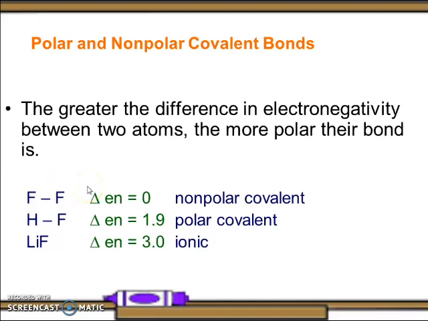For example, the electronegativity difference between two chlorine atoms is 0, so it's non-polar covalent. The electronegativity difference between hydrogen and chlorine is 1.9, so it's polar covalent. And the electronegativity difference between lithium and chlorine is 3.0, so it's ionic.